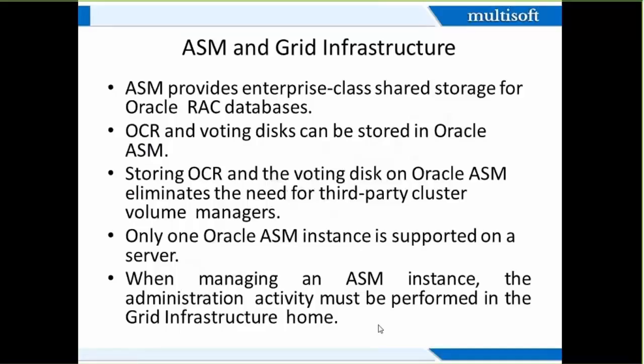Everything is the same. OCR we have already discussed. OCR and voting disks can be stored on Oracle ASM, right? Storing OCR and voting disks on Oracle ASM eliminates the need for a third-party clusterware volume manager. Only one Oracle ASM instance is supported on a server, because it is installed as a part of Grid Infrastructure. As I have mentioned, only one Grid Infrastructure is possible. If I am going to install Oracle RAC, only one Grid Infrastructure will be installed, and because ASM is installed as part of Grid Infrastructure, only one Oracle ASM instance is supported on a server. When managing the ASM instance, the administration activity must be performed in the Grid Infrastructure home, right?